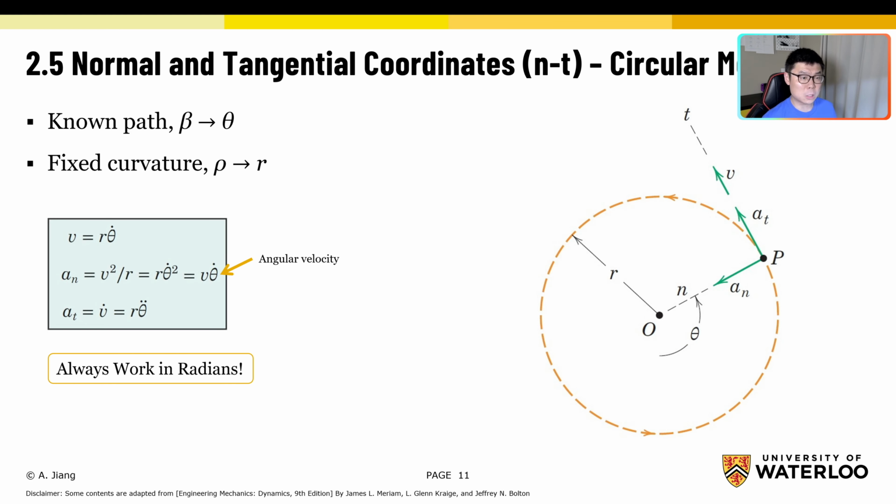Among all different curvilinear motions, there is a special case when the path is a perfect circle. In this case, we call it circular motion. Our previously derived equations can be simplified since the radius is a constant now. Please note here we also updated the symbols for the angle and radius of curvature, theta and r, which are just specially for circular motions. Also, as a reminder, always work in radians. Always, always, always, please.